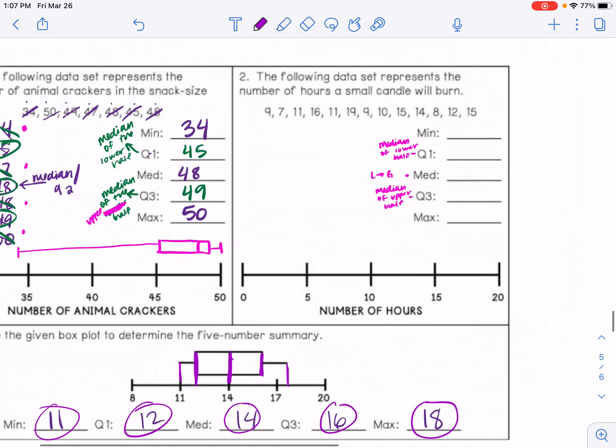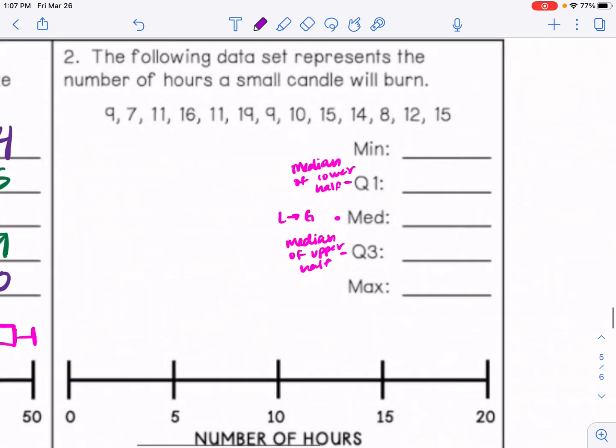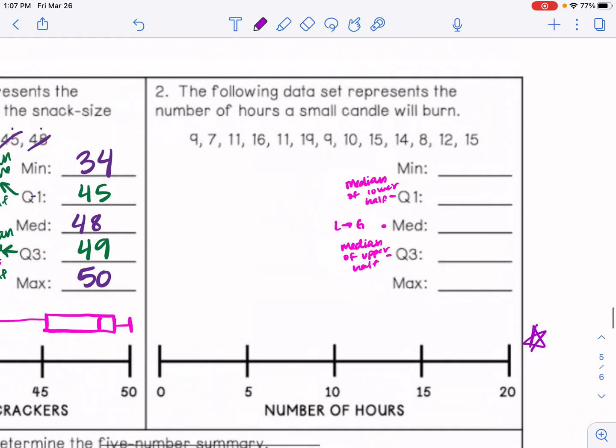So what I want you to do for your assignment is to answer question 2, find the minimum, quartile 1, median, quartile 3, and maximum. And don't forget to show me what your box plot looks like. Do your best to draw your number line in your journal, take a picture of it, and upload it.